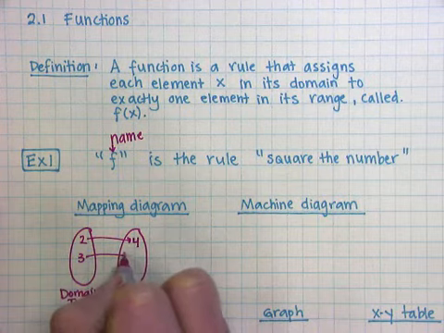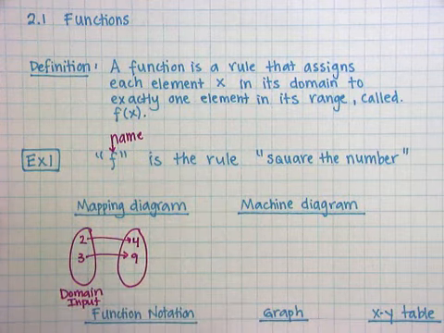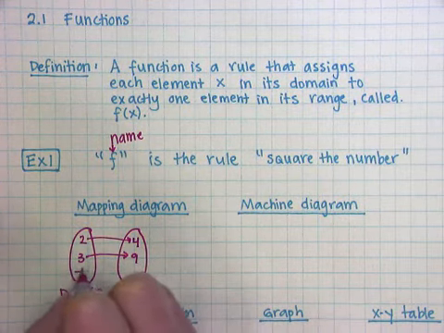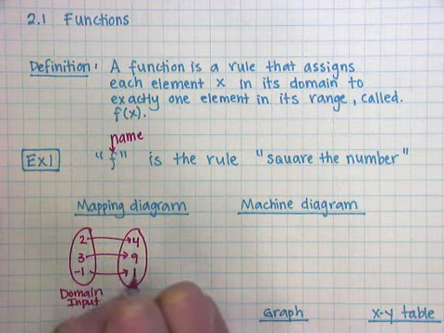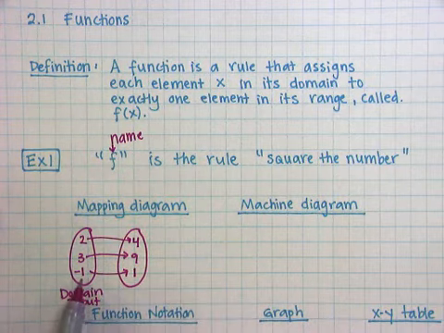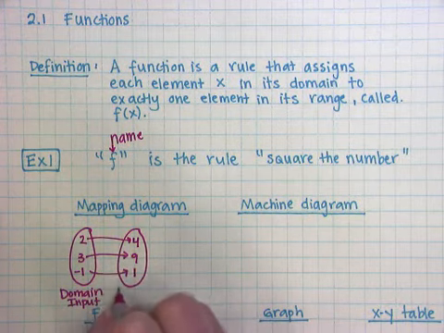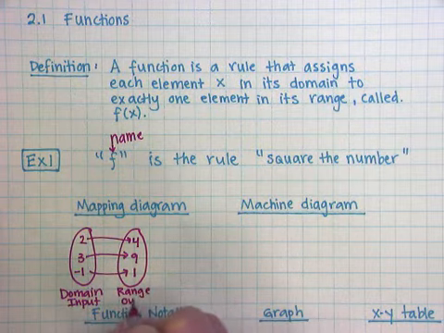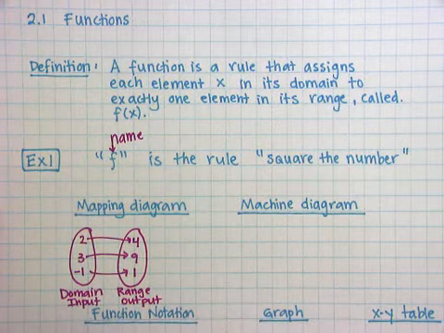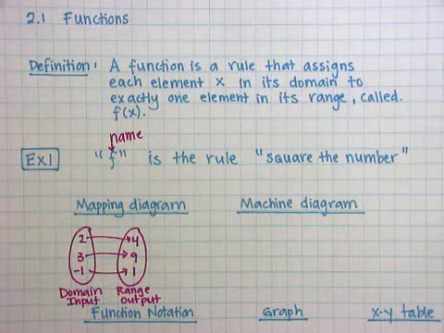3 would get mapped to 9 because 3 squared is 9. And numbers like -1 would get mapped to 1 because -1 times -1 is a positive 1. These numbers that we're getting out of our mapping diagram are called the range, or you can also think of them as outputs. Those are two words for the range or output.